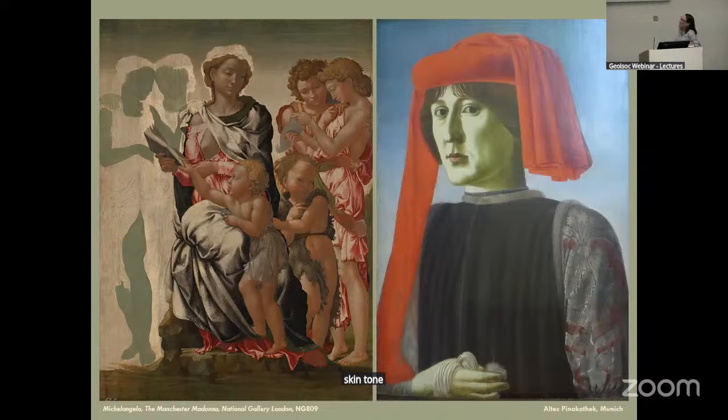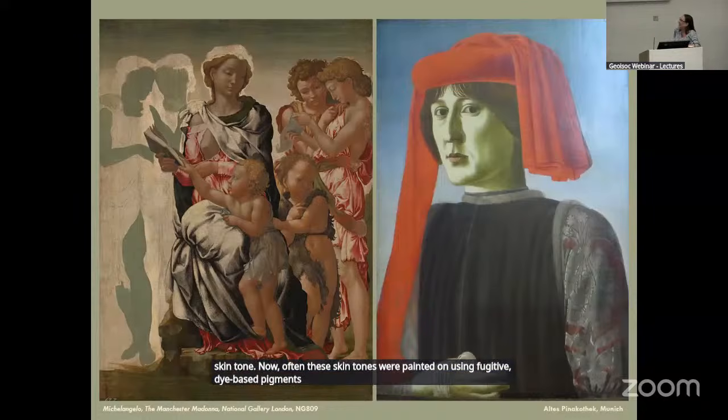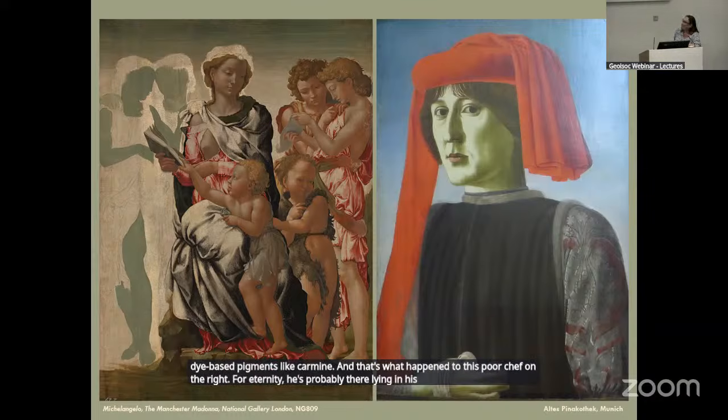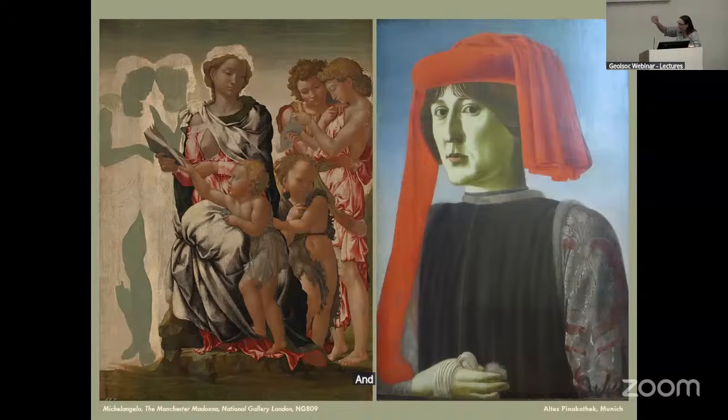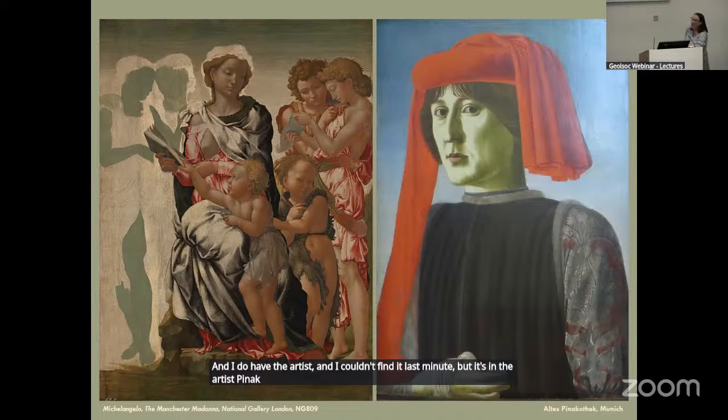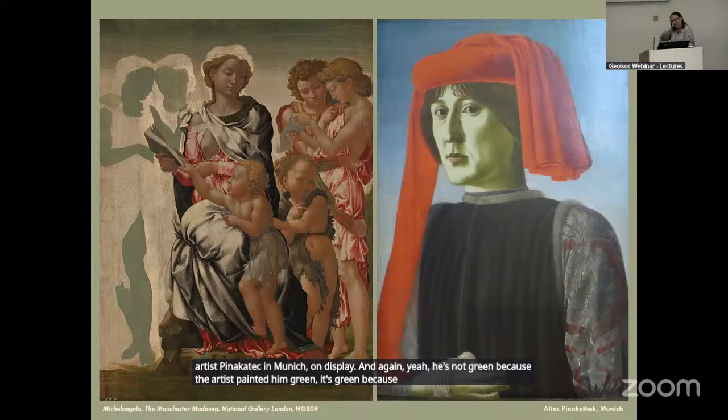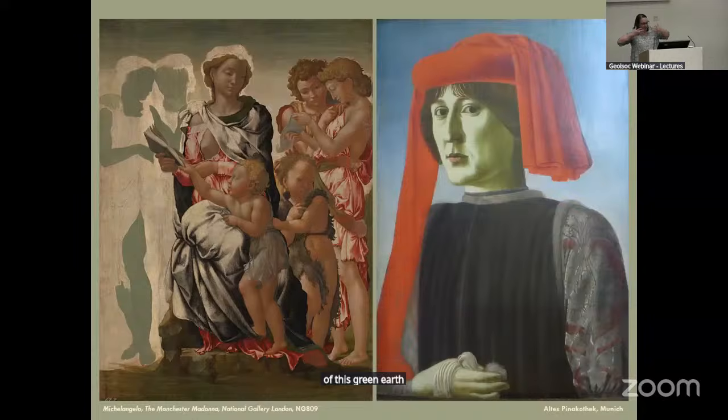Now, often these skin tones were painted on using fugitive dye-based pigments like carmine. And that's what happened to this poor chap on the right. You know, for eternity, he's probably there lying in his grave going, why did I wear that red hat? And I do have the artist, I couldn't find it last minute, sorry, but it's in the Alte Pinakothek in Munich on display. And again, he's not green because the artist painted him green. It's green because of this green earth and the carnation, the flesh tones on top.